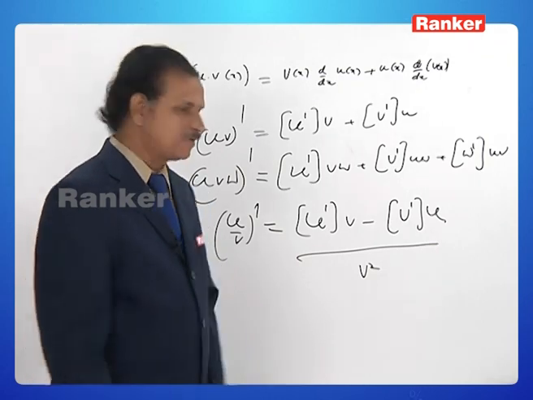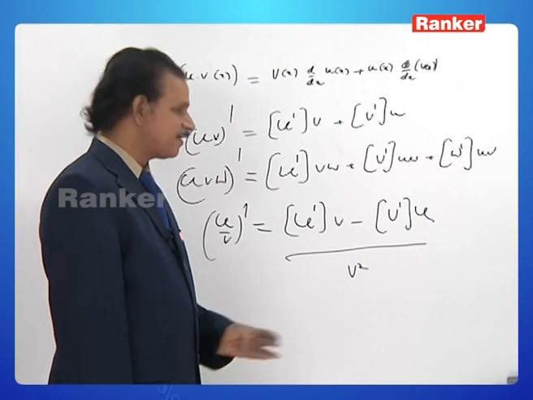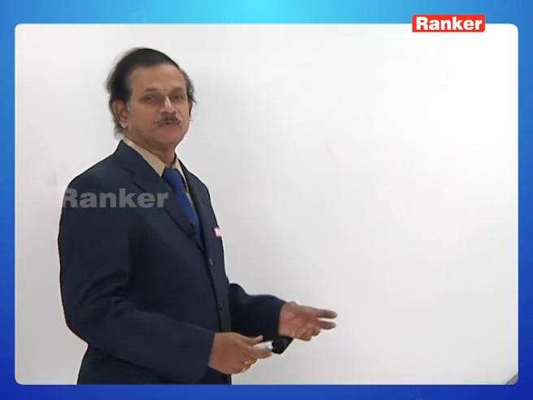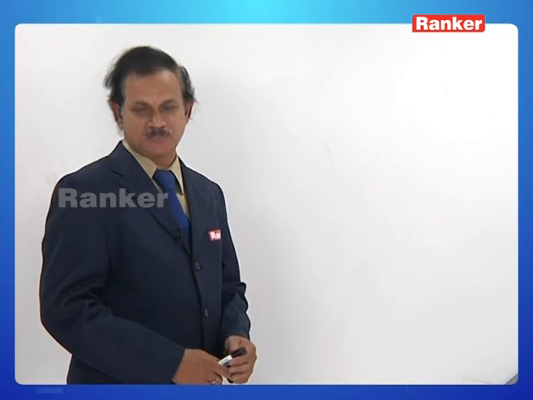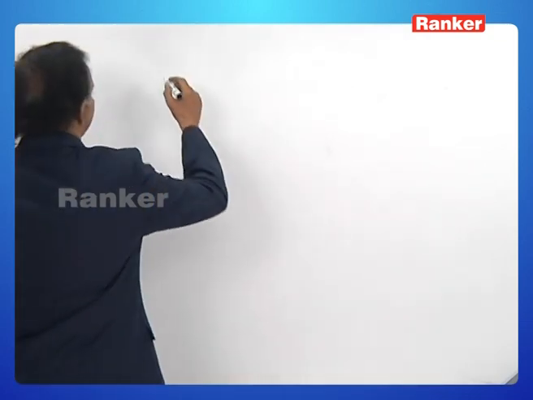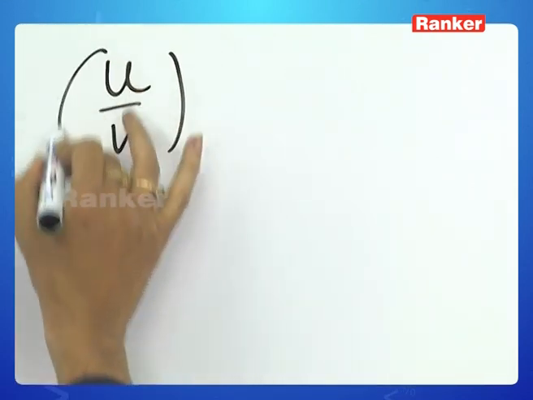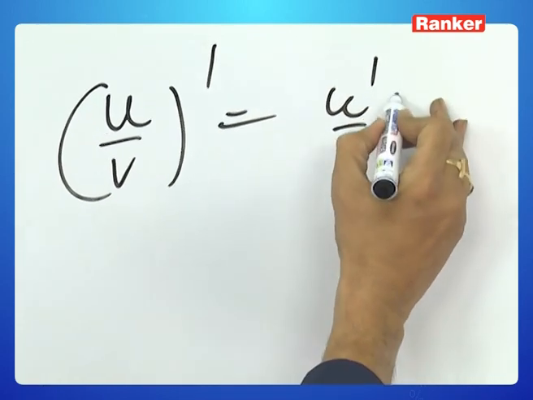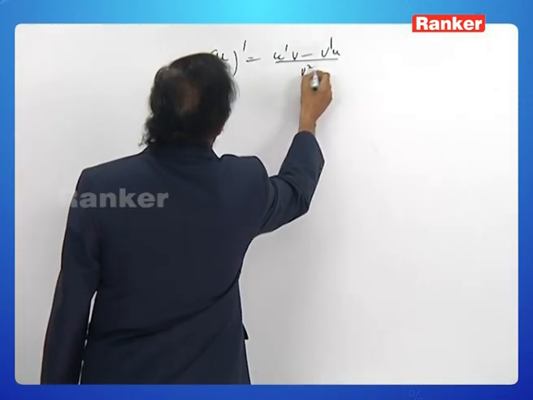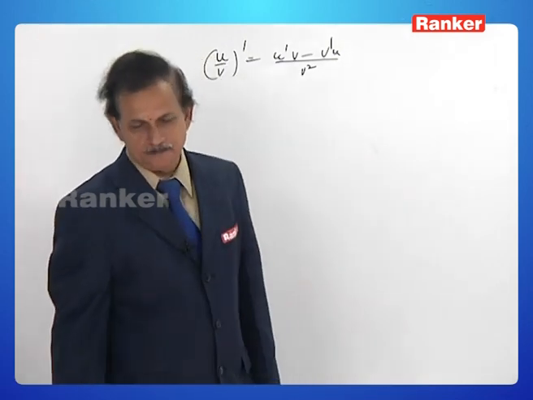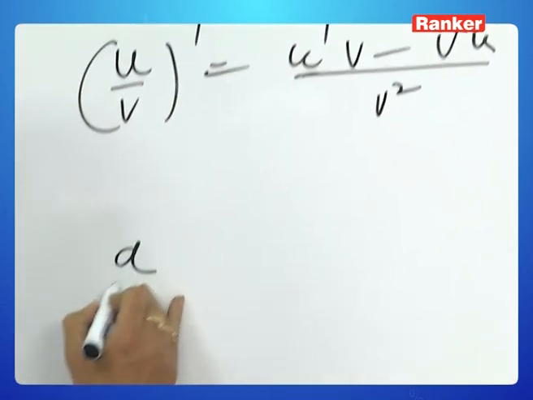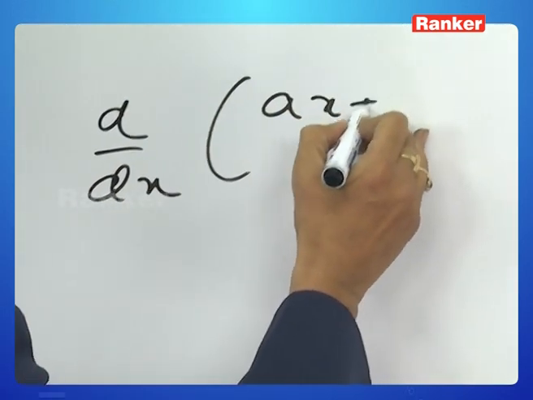You see, there are some beautiful applications of this quotient rule. Yes, without applying this formula, you'll be able to have the answer directly for some particular models. What are they? Let us see. As we just discussed, there are beautiful applications of the quotient rule. What is that quotient rule? Let us again recall that. In the short form, we could have written u dash v minus v dash u by v square. What is d by dx of ax plus b by cx plus d?